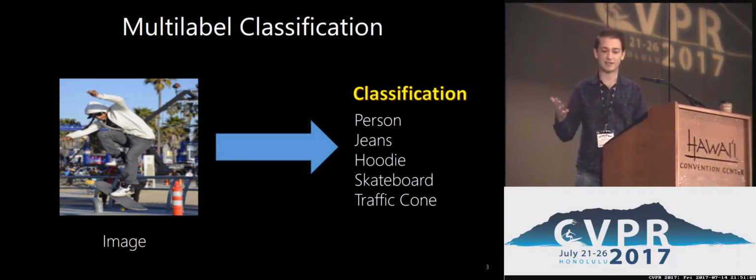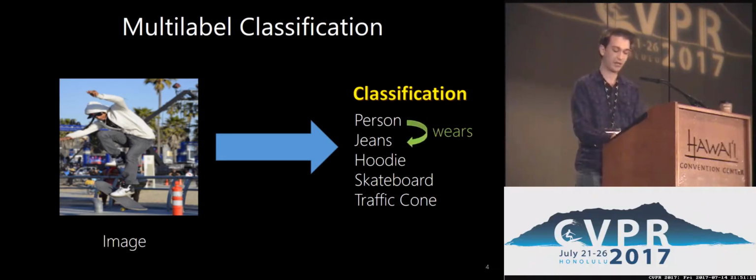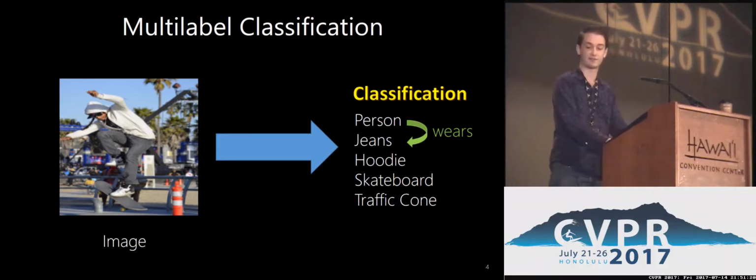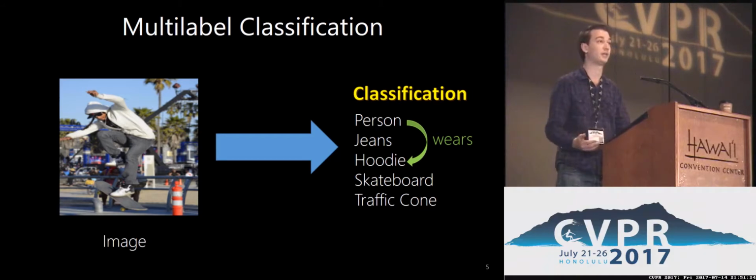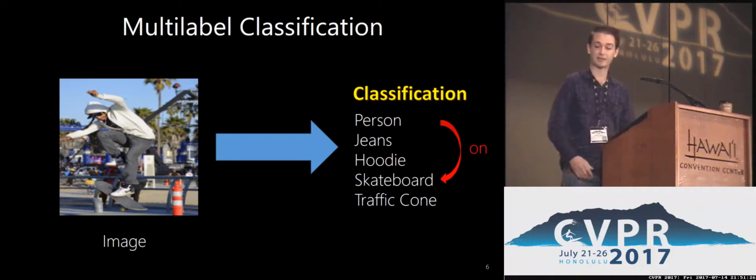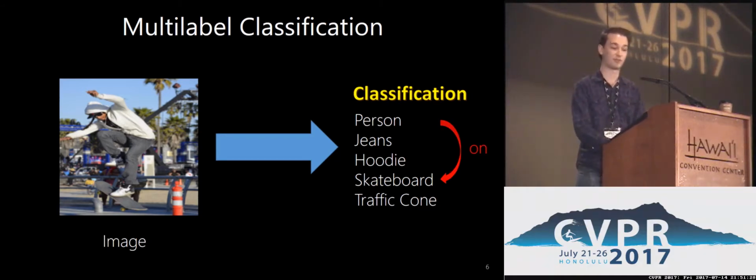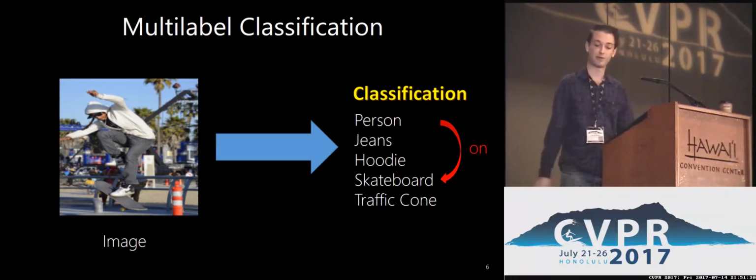The problem is that these classes are not independent. They're in fact highly dependent because there exist semantic and spatial relationships between all of these categories. So for instance, we know that a person tends to wear jeans. We also have the same relationship between person and hoodie. And we have the on or rides relationship between person and skateboard.